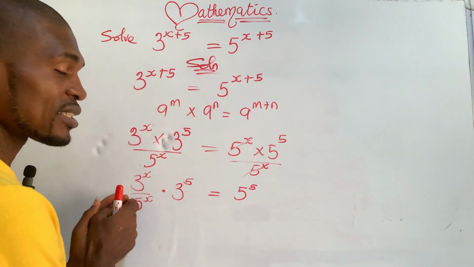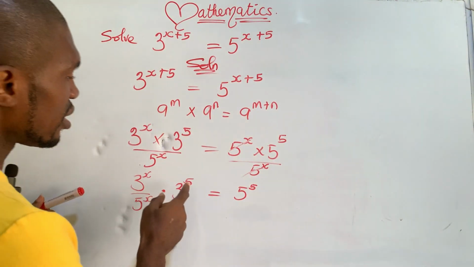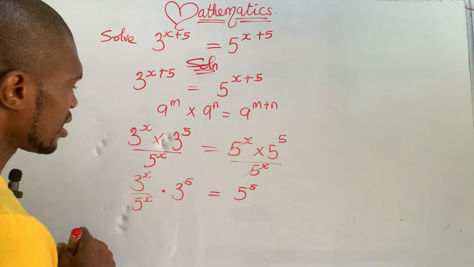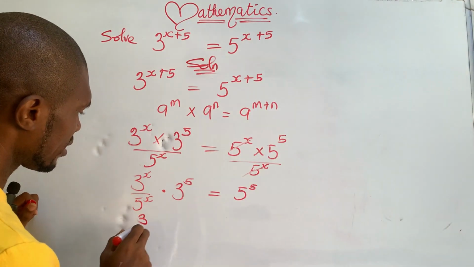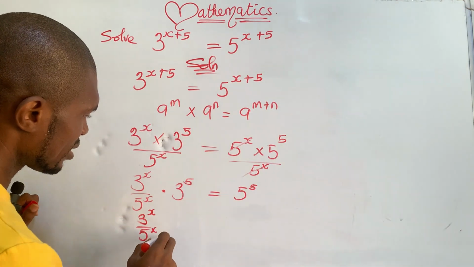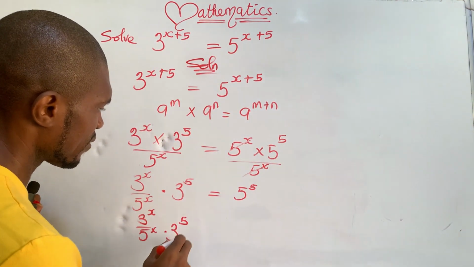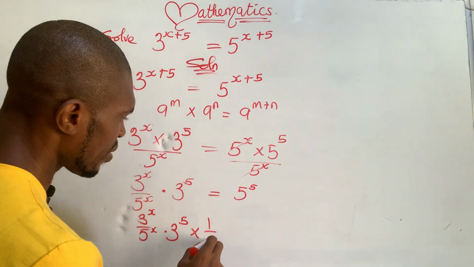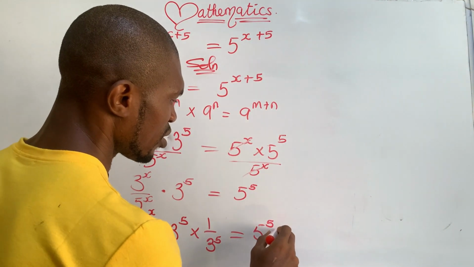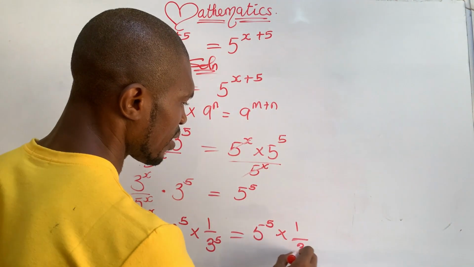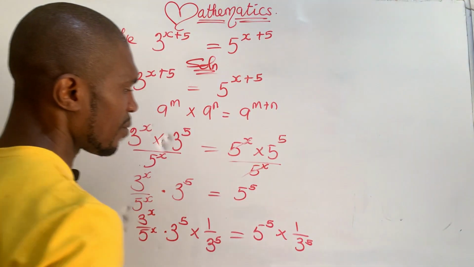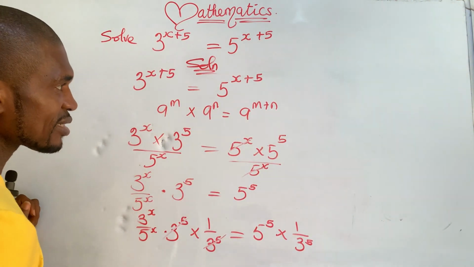And what we're doing is looking for the value of x. So what you simply do is divide both sides by what? 3 raised to the power 5, so that this one will stay alone. For us to do that, we can say 3 raised to the power x over 5 raised to the power x, multiplied by 3 raised to the power 5, then multiplied by the inverse of 3 raised to the power 5, which is 1 over 3 raised to the power 5, is equal to 5 raised to the power 5 multiplied by 1 over 3 raised to the power 5. So we have 3 raised to the power 5 cancelling 3 raised to the power 5.